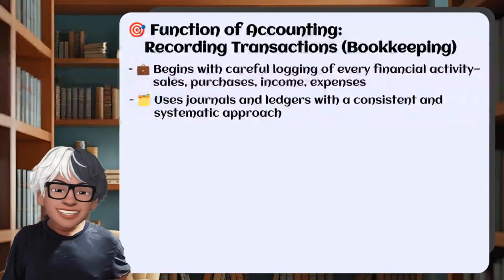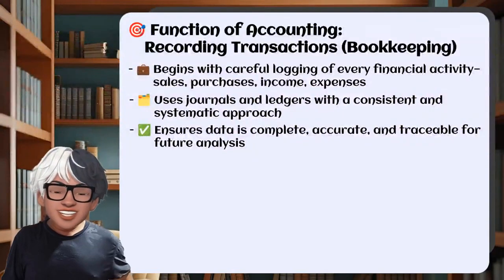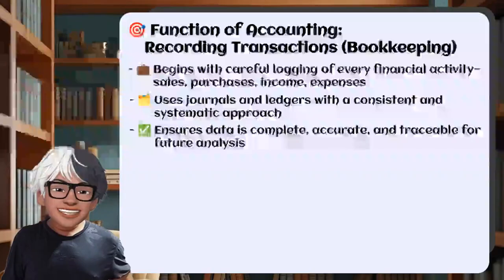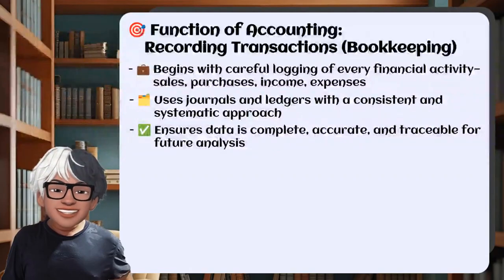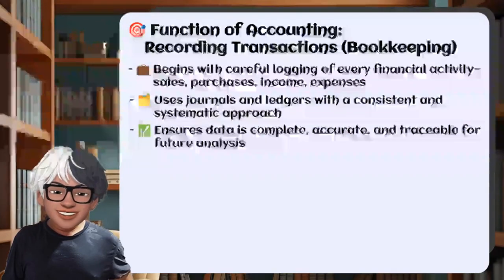Over time, well-maintained journals and ledgers help uncover financial trends and patterns. Accurate record keeping ensures that financial data is complete, traceable, and ready for further analysis. Completeness means no transaction is left behind, critical for fairness and reliability in reporting. Accuracy keeps figures aligned with reality, reducing risks of misstatements or fraud. Traceability allows stakeholders to verify records, following each number to its source.